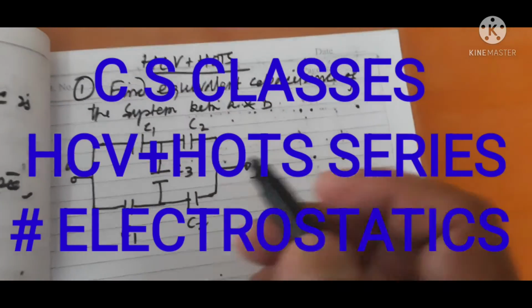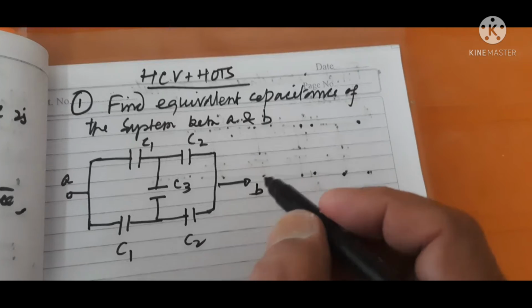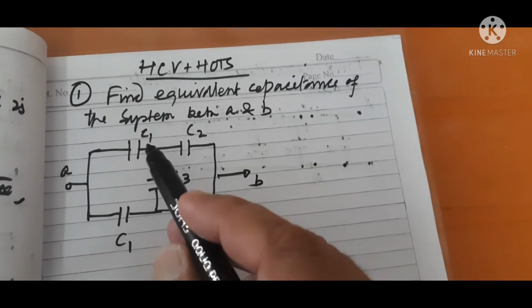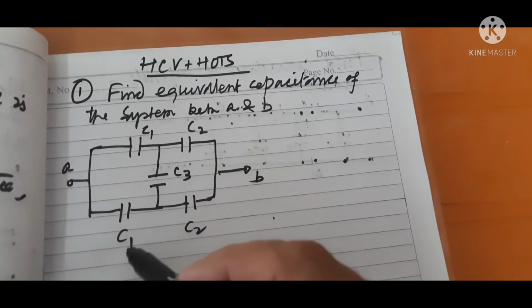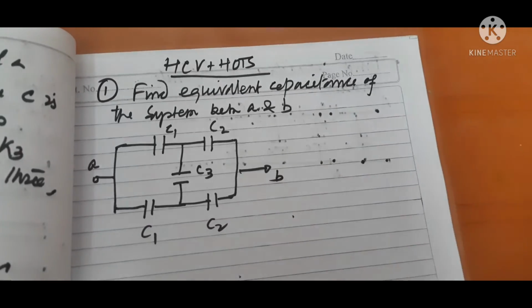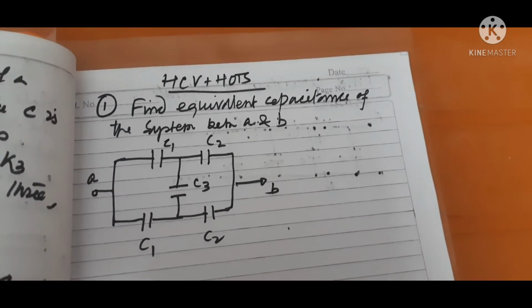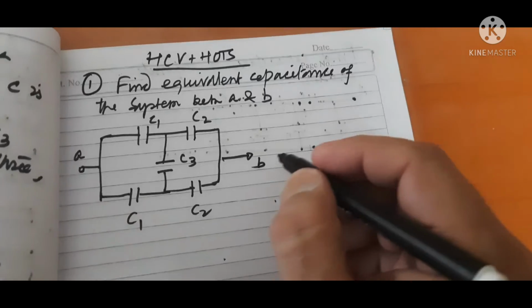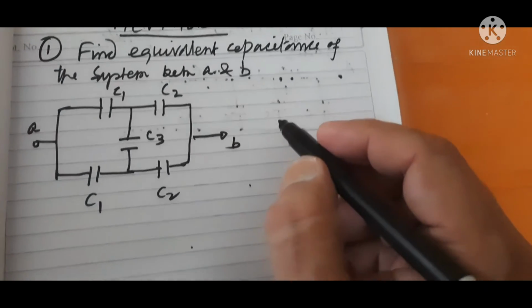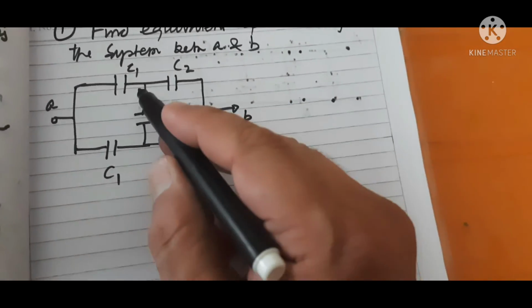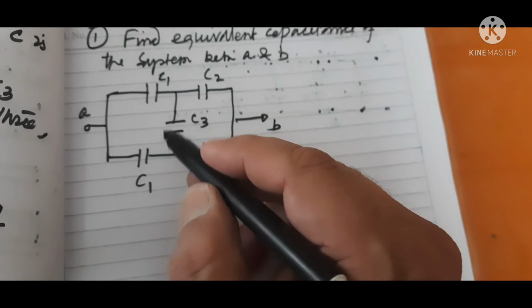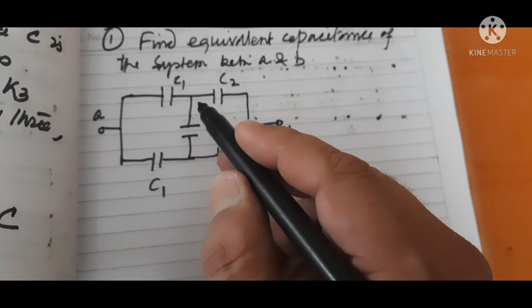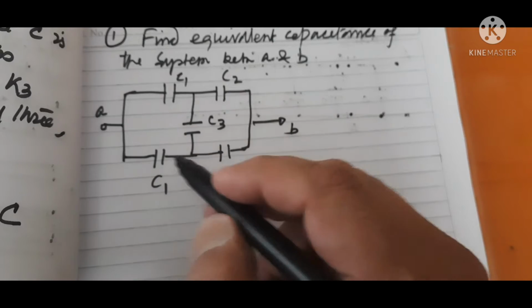Find the equivalent capacitance of the system between A and B. This is the diagram: C1, C2, C3, C1, C2, all the same values. You have to find the equivalent capacitance between A and B. If I remove C1 and C3, what happens? It makes no difference.